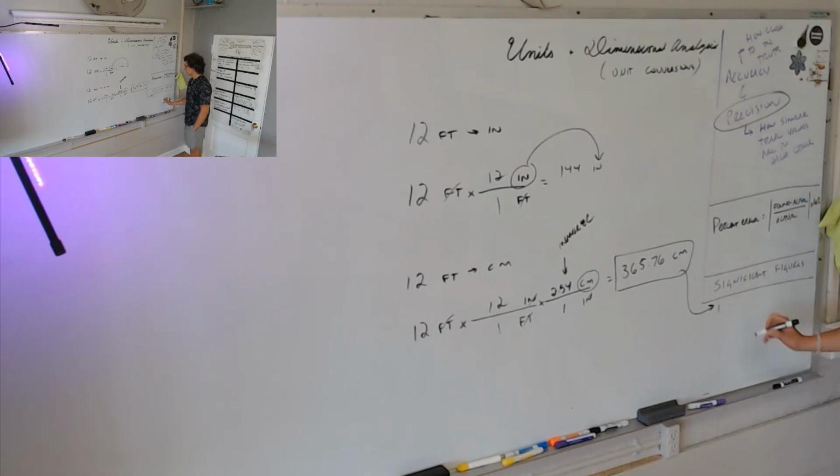Here are the rules of significant figures. All non-zero digits are significant. That's the first rule.